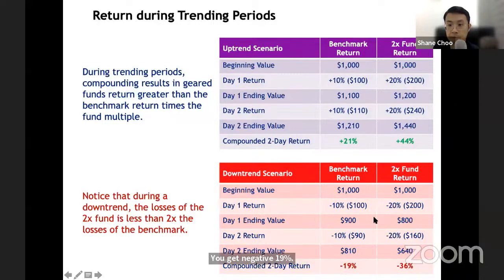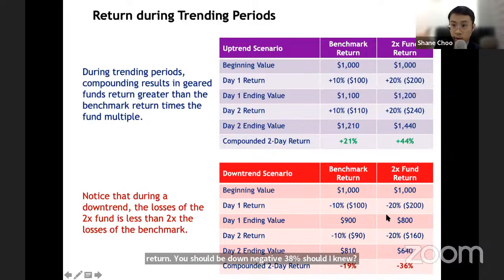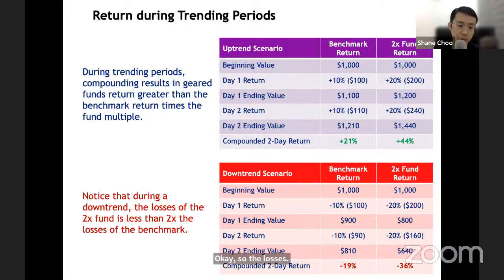So if this is truly 2 times return, you should be down negative 38%, shouldn't you? But because the investment objective is on a 1 day basis, that's the compounding effect. So you actually are down negative 36% instead of negative 38%. In other words, during a downtrend, the losses of the leverage fund are less than 2 times the losses of the benchmark. The losses shrink a little bit compared to 2 times the losses. All right, is it clear?